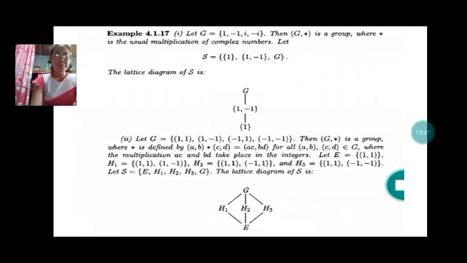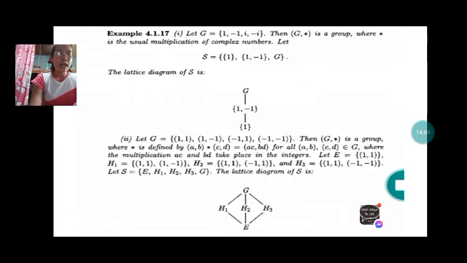Number 2. Let G be the set of ordered pairs (1, 1), (1, -1), (-1, 1), (-1, -1). Then G with * is a group, where * is defined by (a, b) * (c, d) = (ac, bd) for all (a, b), (c, d) in G, where the multiplications ac and bd take place in the integers.